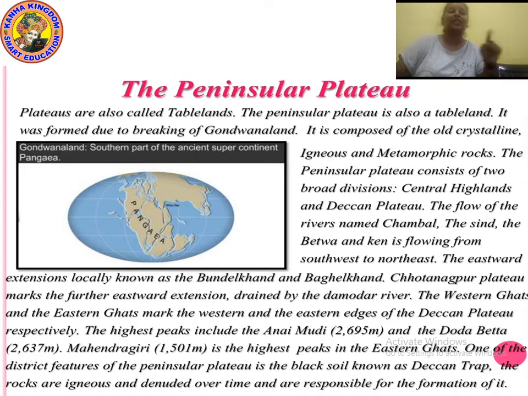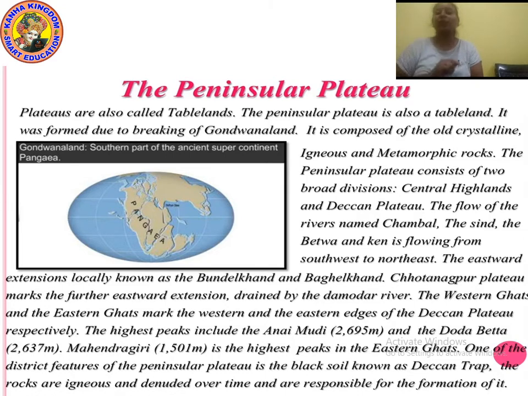The Western Ghats and the Eastern Ghats mark the western and the eastern edges of the Deccan Plateau. Here on the coastal area we have the Western Ghats and here we have the Eastern Ghats. You can see the Western Ghats in Gujarat and parts of Maharashtra, and the Eastern Ghats are near Odisha, West Bengal, and some parts of Karnataka and Kerala also. These cover the eastern and western edges of the Deccan Plateau, which is situated in the middle.